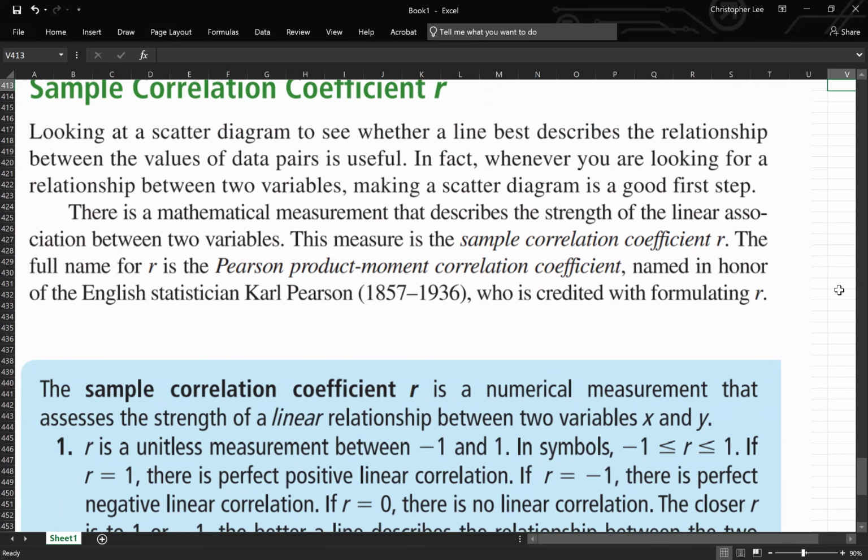This is a mathematical formula to measure the strength of the correlation, right? I want to see how well two situations are paired with one another.